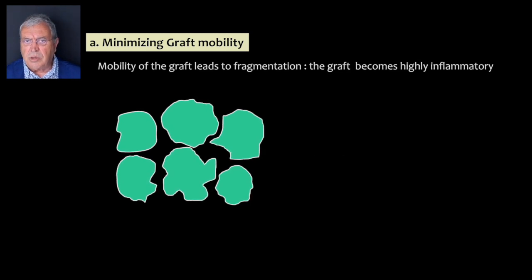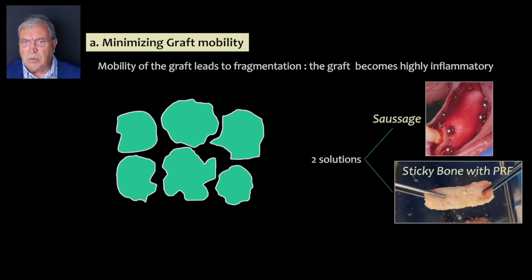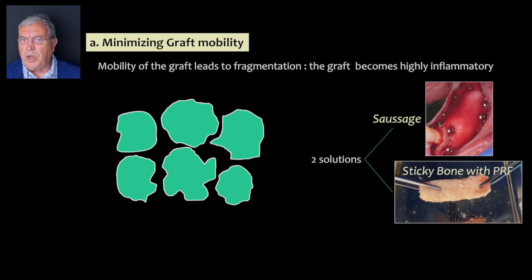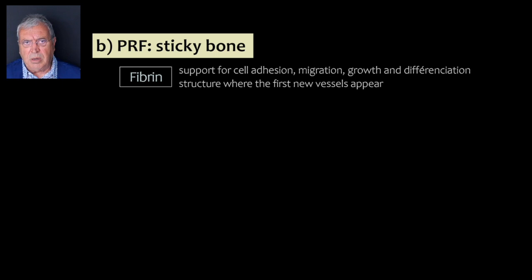Then we can use the sausage. It's very good, because we fix the bone, and it's not mobile. But we can use the sticky bone. The sticky bone will help us to maintain the bone, or we can use both. Also the sutures will be helpful. The PRF, we know the function of the fibrin. It's the support for cells, for migration, for differentiation. And we know that the fibrin is the first place where new vessels are born.